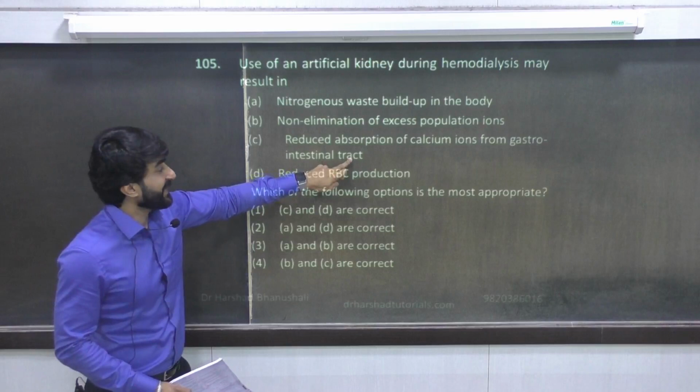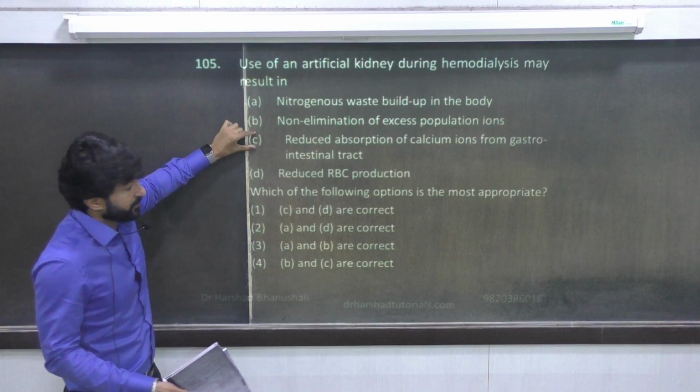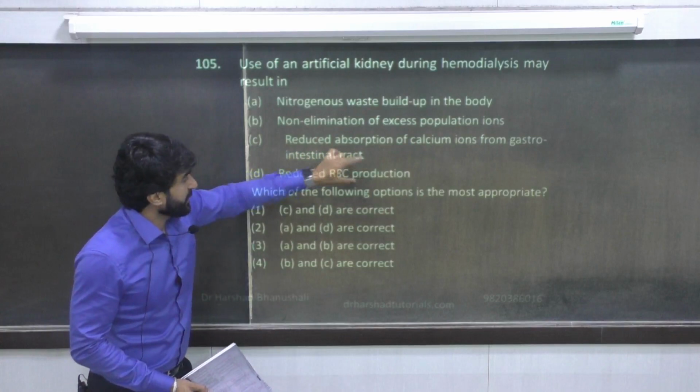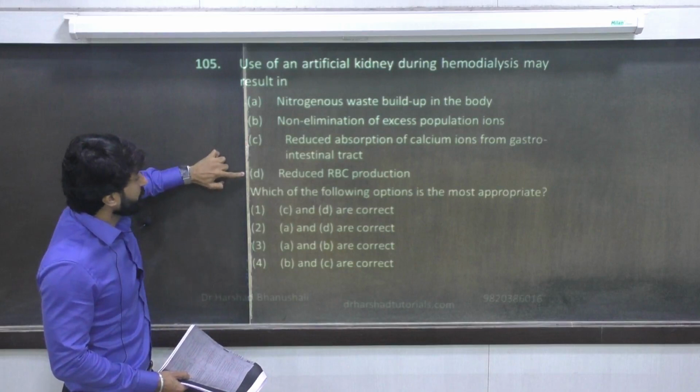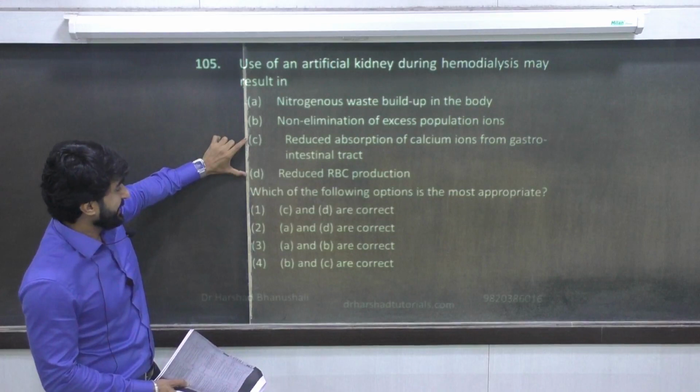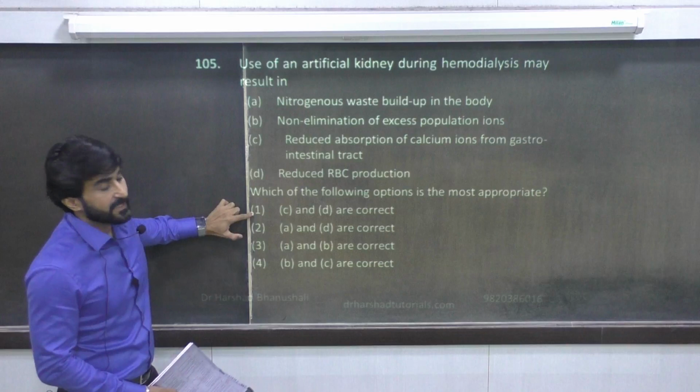So this would be the result. And second, you will have D, reduced RBC production. I'm repeating, you will have C because you do not have calcitriol. You will have D because you will not have erythropoietin. So C and D are correct. So according to me, for question number 105, the answer is 1.